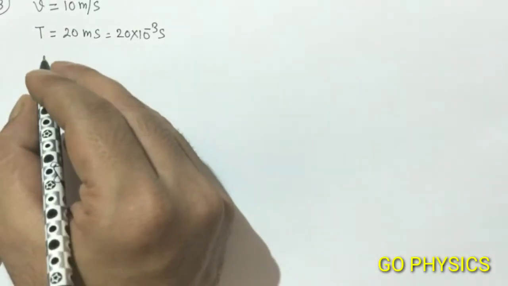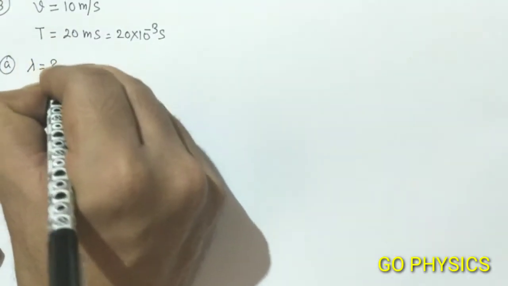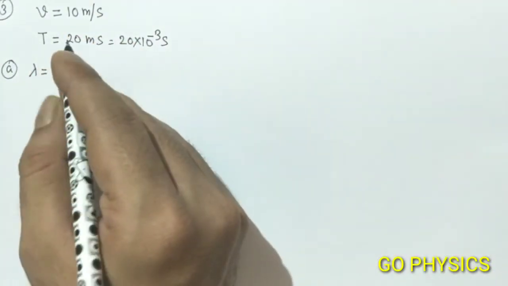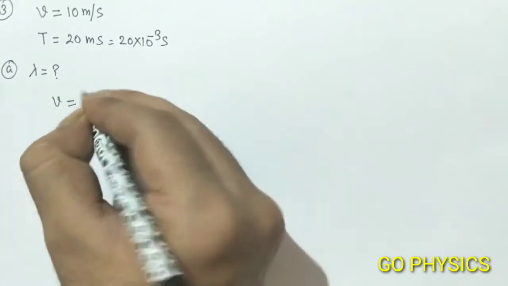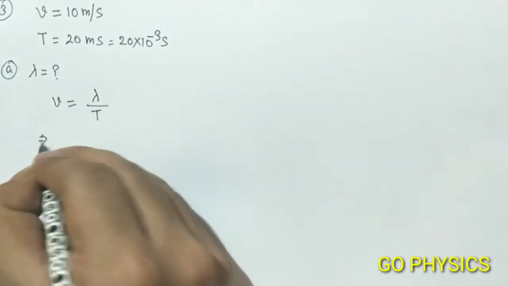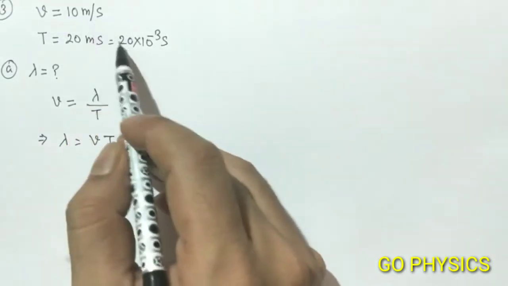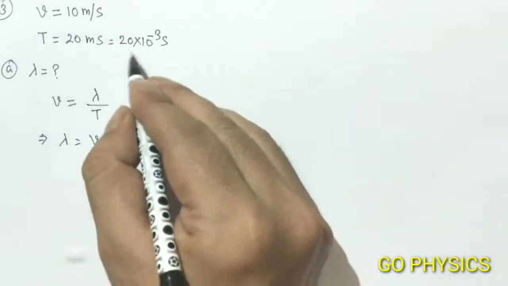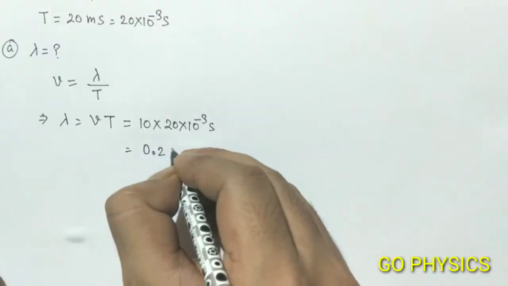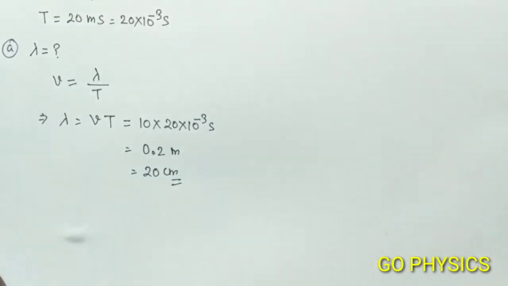In the first part of the question, they are asking the wavelength of the wave, lambda. So to find lambda, we will apply the formula of speed of the wave. As we know, speed of a traveling wave is equal to wavelength of the wave divided by its time period, and from here we will get lambda is equal to speed of the wave multiplied by time period. Now simply substitute the values. So 10 into 20 into 10 to the power minus 3 gives 0.2 meter, or it can be written as 20 centimeter. So this is the first part.